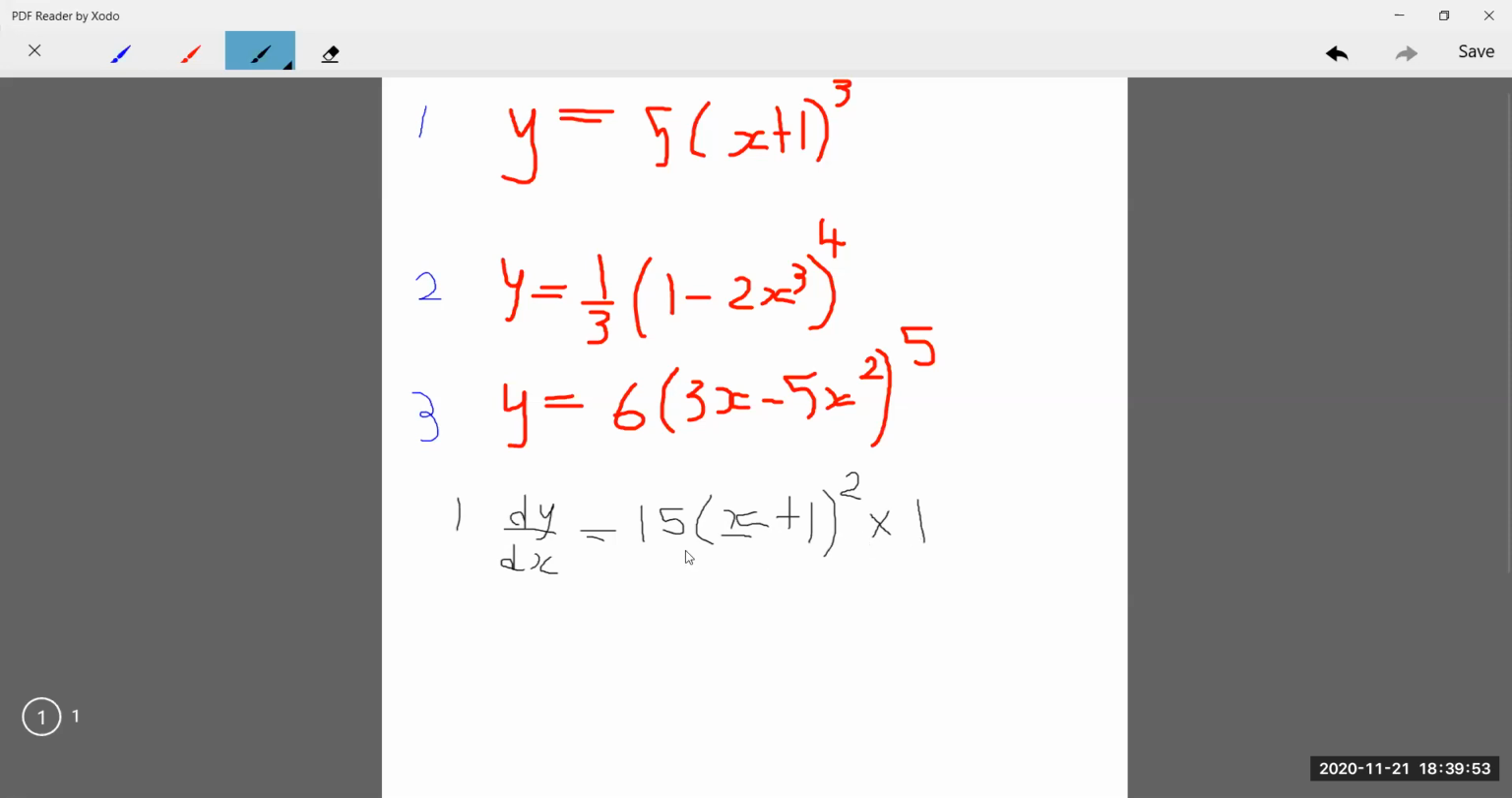So this answer is finished now? Yes, sir. And we can just write it as this, 15 times (x plus 1) all squared. We don't need to have the times 1 because when you multiply by 1, it doesn't change anything. So let's leave it at that.